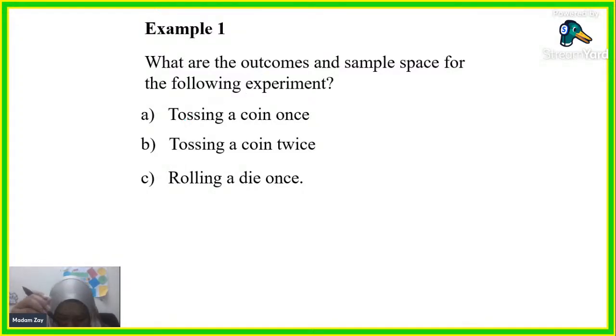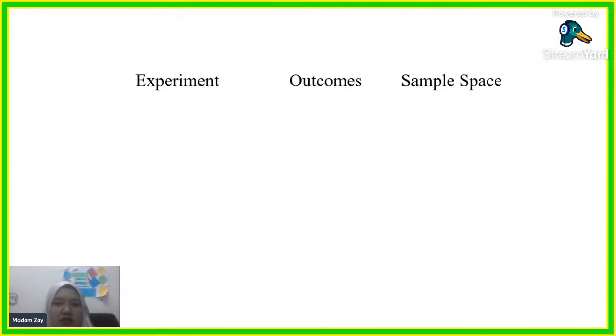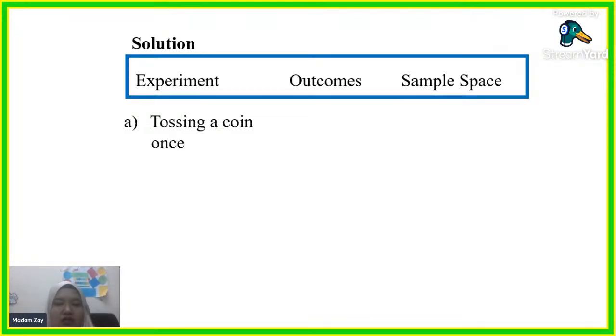So we know the sample space will be head and tail. We have to list out the sample space in set notation. For the experiment of tossing a coin once, we have head or tail. So the sample space should be in the curly bracket form. S is equal to a curly bracket of head, tail.